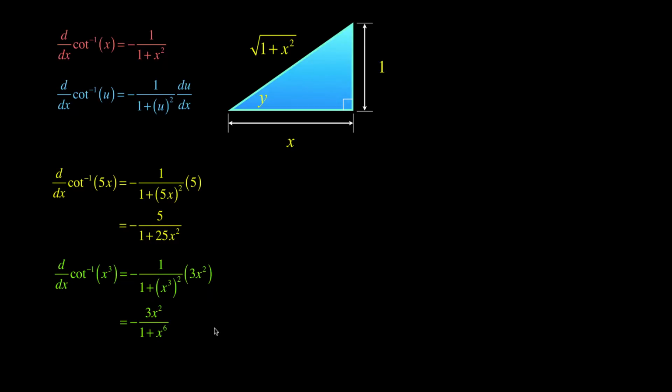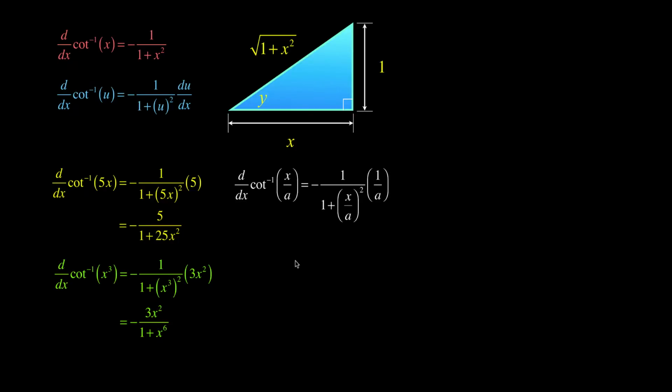Now the last one seems a little bit odd, but I'm doing it to set us up for the work on the movie theater question. So I'm going to take the derivative with respect to x of cotangent inverse of x over a. And in this particular case, a is a constant. So once again, it's negative 1 over 1 plus this function squared times the derivative of the x over a. So the derivative of x over a is just going to be 1 over a.